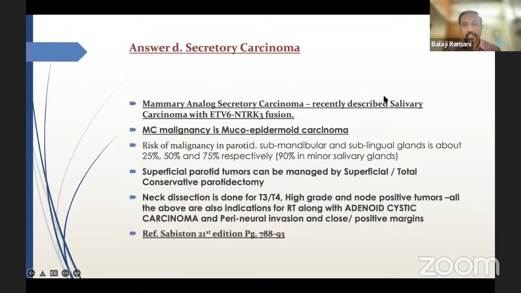Neck dissection is done as prophylaxis when it is T3, T4, or a high grade tumor. When it is node positive, you will go for therapeutic neck dissection. All four of these are indications for radiation. Along with this, the presence of PNI, LVSI, or a positive margin are also indications. And of course, a diagnosis of adenoid cystic carcinoma is also an indication for postoperative adjuvant radiation therapy.